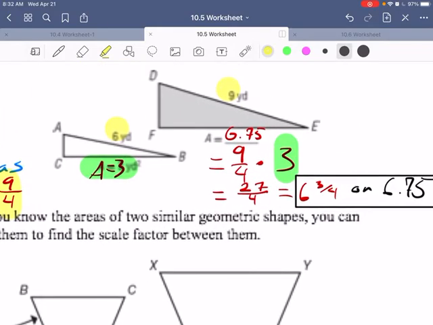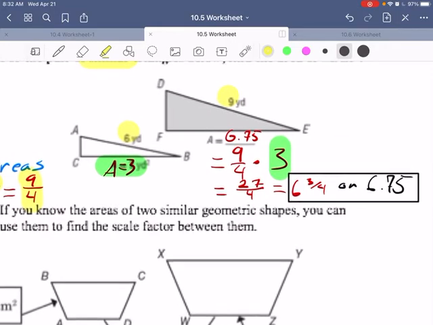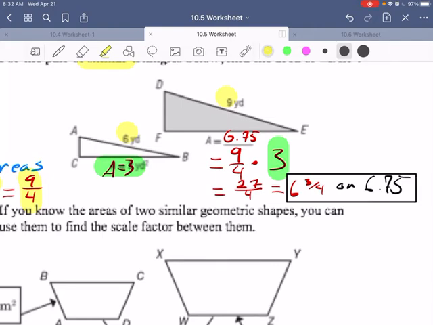So we would say if the scale factor is 9 over 4 for the area, well, we just multiply 9 over 4 times the area of the first triangle, the smaller one, to get the area of the second triangle, the larger one. So we do 9 over 4 times 3, which when we multiply that, we get 27 over 4. And when we convert that, we can say 6 3/4 or 6.75. That would be our area.